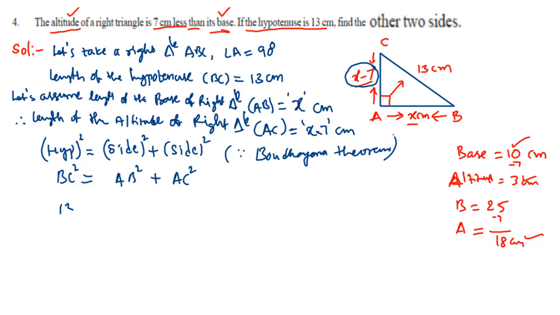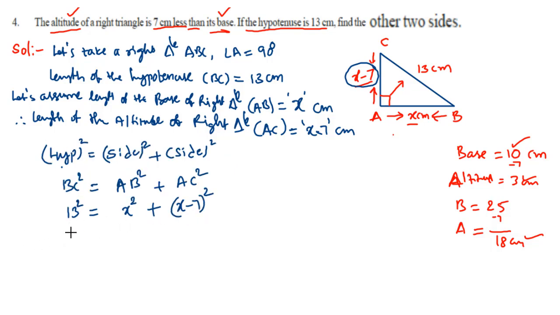We get 13 square, and the length of AB we assumed as x, so we can write AB square as x square, plus AC square, where AC length we get as x minus 7. So we can write x minus 7 whole square. Now let's simplify 13 square. It is 169 equals x square plus, now this x minus 7 whole square, how does it look?